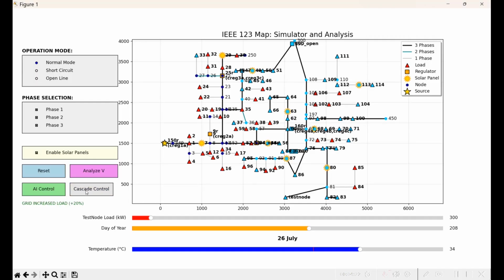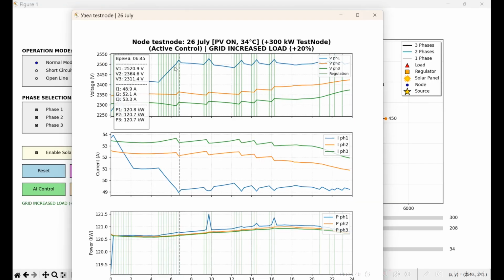Let's apply manual cascade control to this node. Press the cascade control button. The system will now try to equalize the voltage at this node and bring it to normal. Here you see graphs of the same voltage, current, and power at this node, as well as a horizontal line and vertical marks indicating when additional switching of voltage regulators was activated.